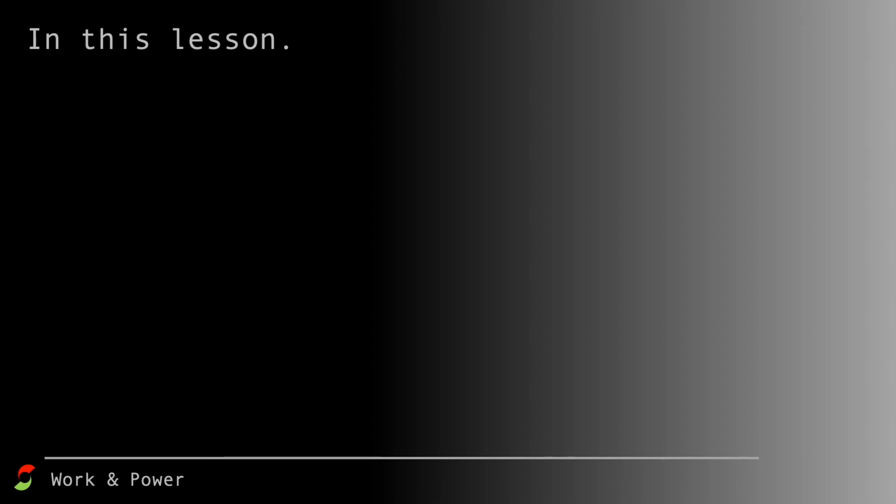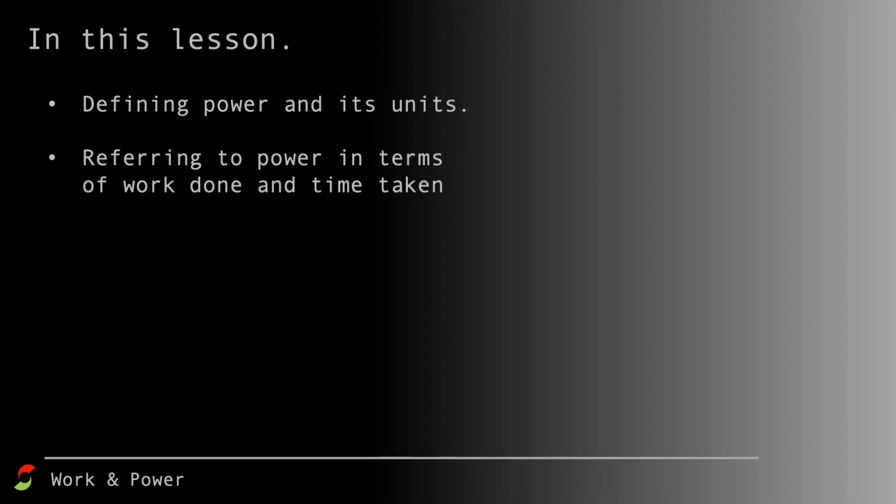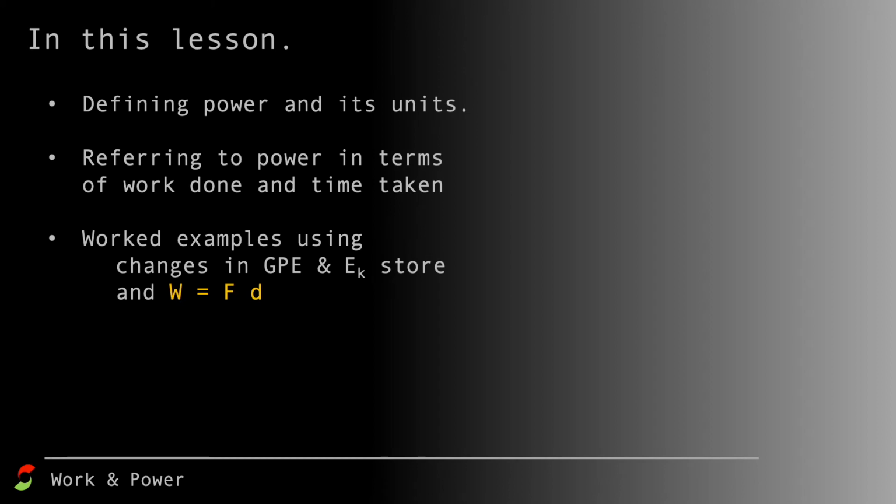This time we're going to be looking at work done and power. We're going to look at defining power and its units. We're going to be referring to power in terms of work done and time taken, looking at some vocabulary that way. We're also going to be looking at some worked examples using some equations that we've met before, such as gravitational potential energy and kinetic energy store equations, along with work done being equal to the product of force and distance moved in the direction of that force.